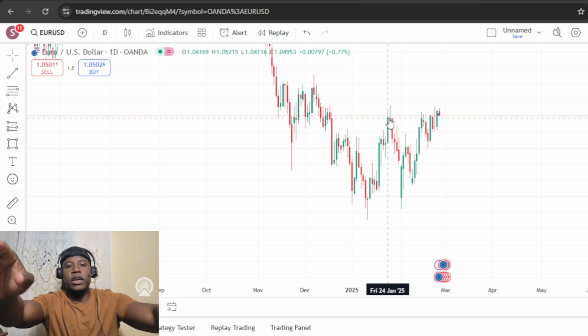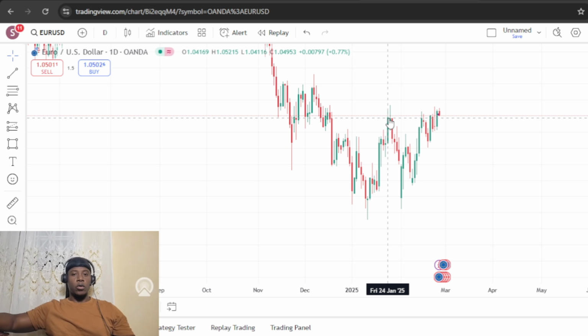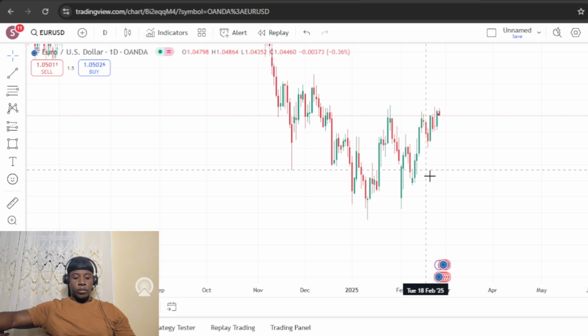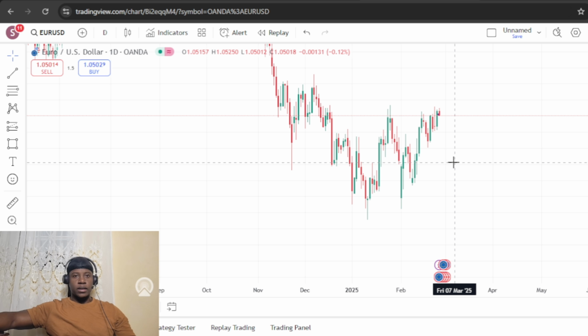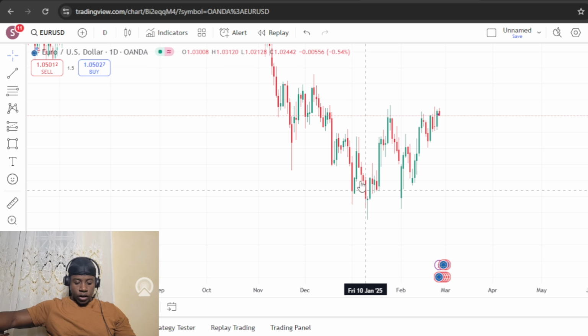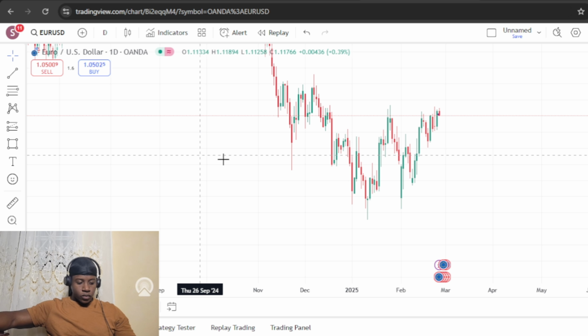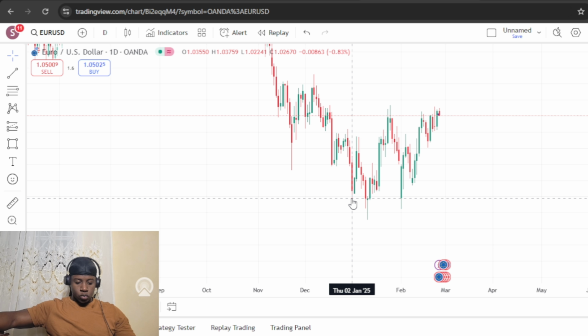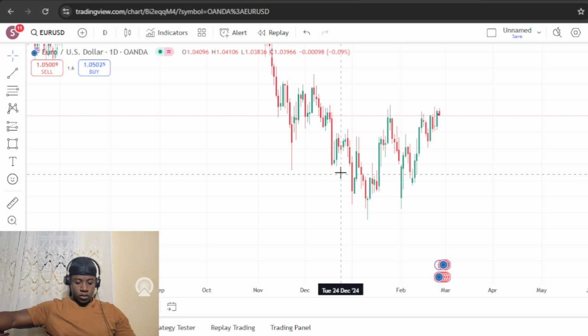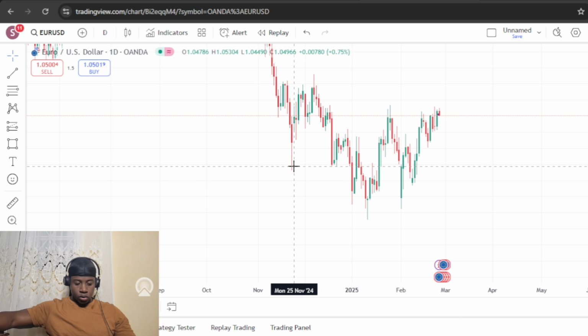So if the market is in a downtrend, making lower lows and lower highs, and then for some reason it starts making higher lows and higher highs, that is a good indicator that the market wants to change direction. So if you look right here, you'll see that, all right, cool, the market is making lower lows, right? This is a low right here. The market went below this low.